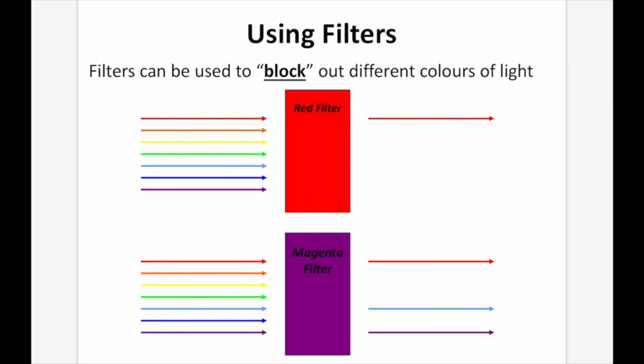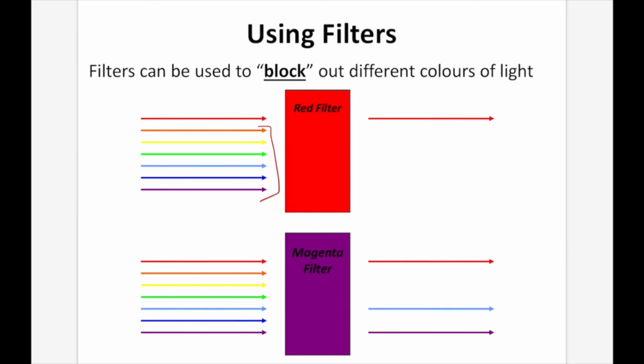And we can use filters to show this as well. So filters can be used to block out different colors of light, and that's often how we make different light bulb colors. Like if you look at Christmas light colors, it's generally just a filter. So if you put a red filter on a light bulb, that red filter is going to absorb all the colors except red. It's going to let red pass through.